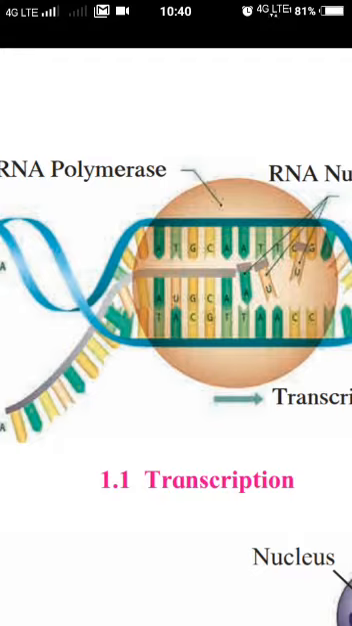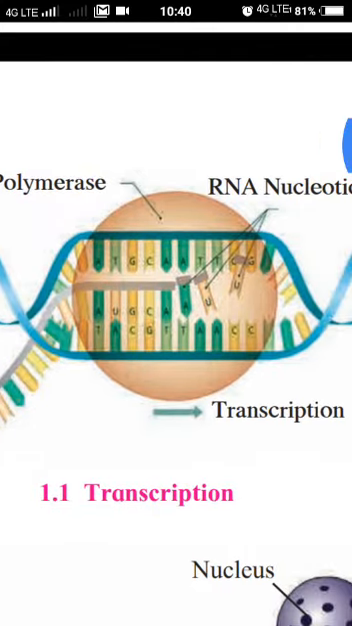Okay, so we have already seen the definition of transcription. The formation of RNA, that is mRNA, through DNA in the nucleus is called transcription. The formation of mRNA through DNA in the nucleus of the cell is called transcription. So here the production or the formation of mRNA is taking place.